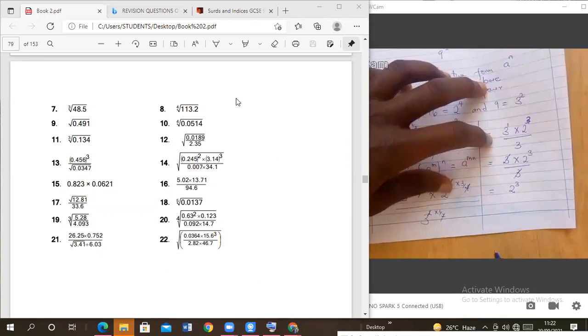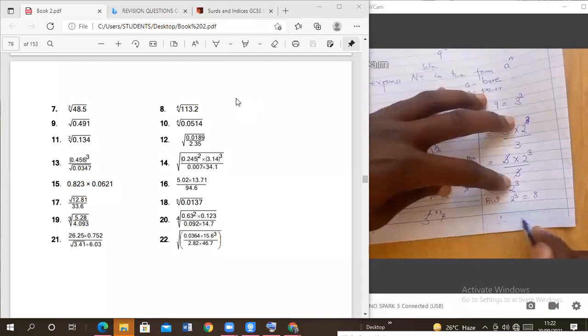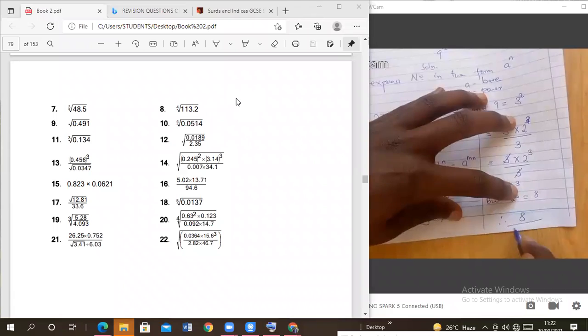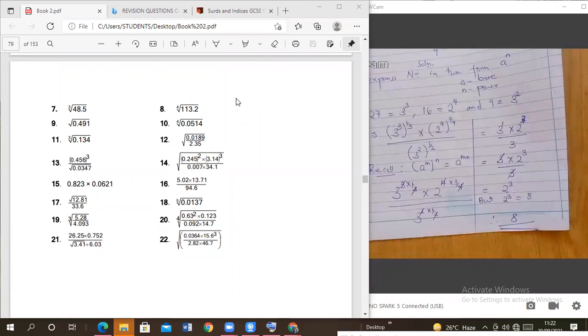But what is 2 to the power 3? 2 to the power 3 is 8. So therefore our answer is 8. Have you seen that?